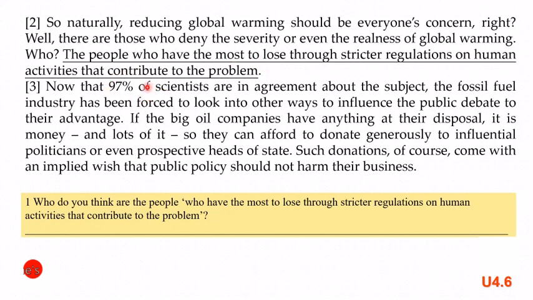Now, most scientists are in agreement with the subject. Fossil fuel industry then has been forced to look into other ways to influence the public debate to their disadvantage. So when every scientist agrees that it is our concern, there is a group of people who has to look into other ways to change the public opinion so that they would have benefits. So obviously the answer here would be the fossil fuel industry, or you may say the big oil companies or the oil producing countries.